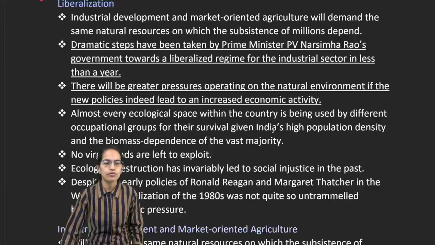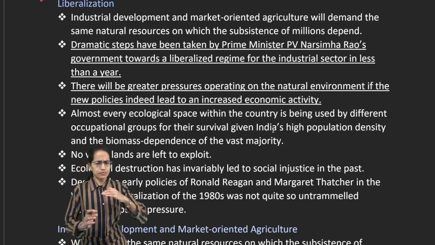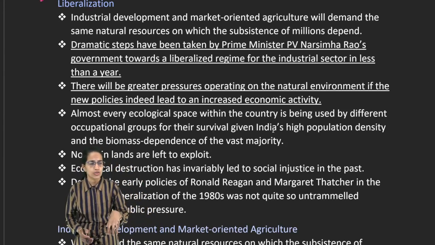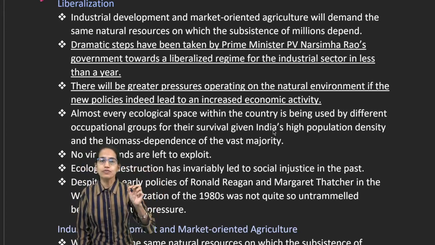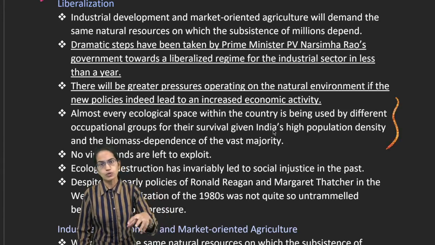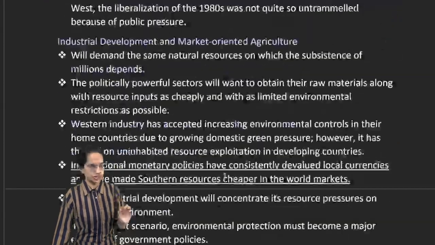Under PV Narasimha Rao's government, liberalization was the idea that was propounded. But with liberalization comes great pressure on natural resources. To increase economic activity, each inch of space would be utilized, and this would lead to pressure on environmental resources and ecological destruction.